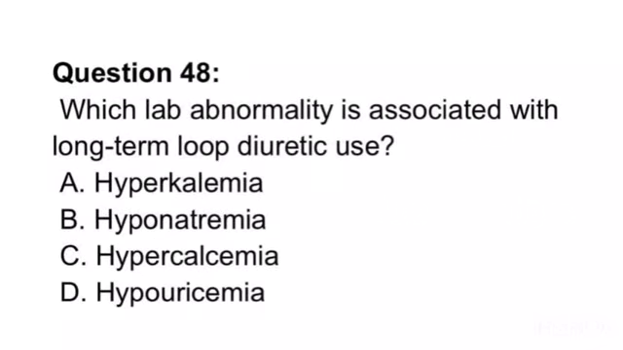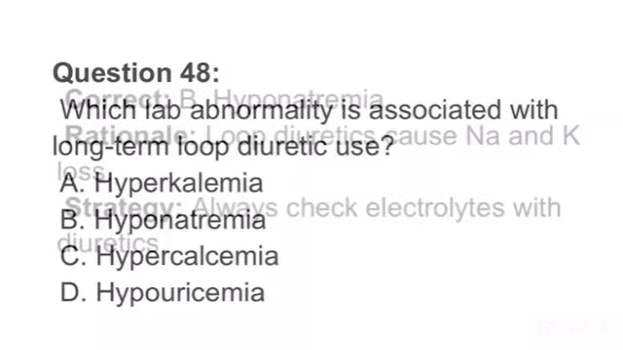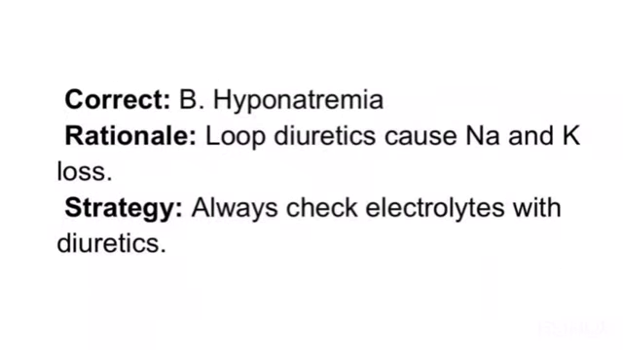Question 48. Which lab abnormality is associated with long-term loop diuretic use? A. Hyperkalemia. B. Hyponatremia. C. Hypercalcemia. D. Hypouricemia. Correct, B. Hyponatremia. Rationale: loop diuretics cause Na and K loss. Strategy: always check electrolytes with diuretics.